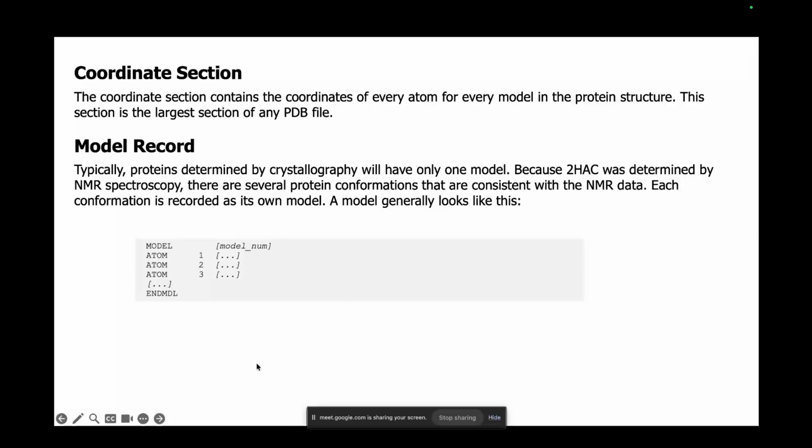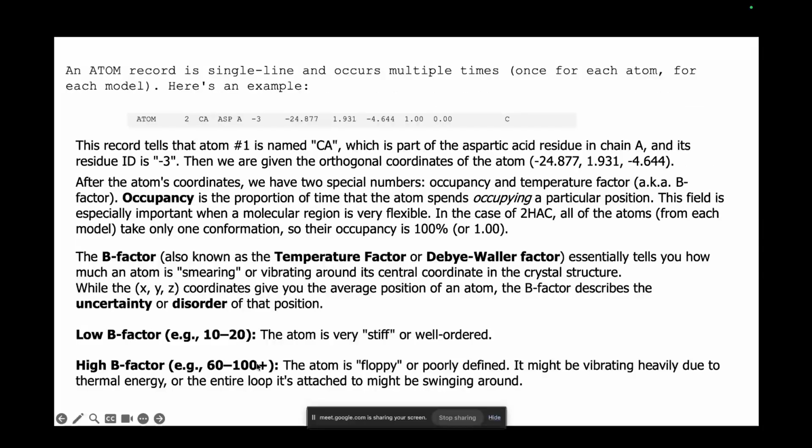And this is how the data looks. An atom is a single line record, and it occurs multiple times, once for each atom for each model. In this case, there's only one model. This particular entry tells you that atom one is named CA, which is part of the aspartic acid residue in chain A, and its residue ID is -3. This first set of numbers is telling you that.